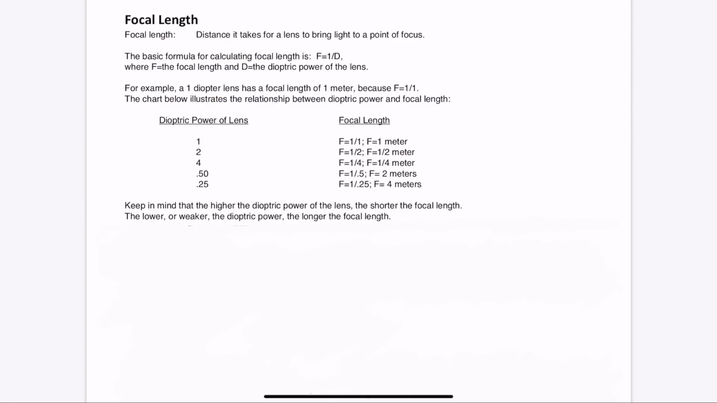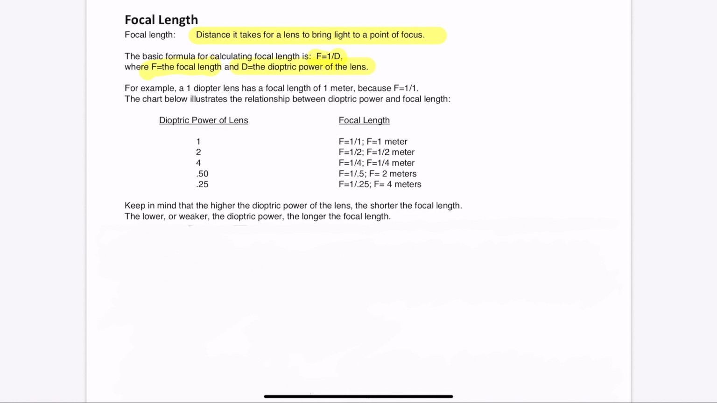Okay, now let's learn a little bit about focal length. Focal length is the distance it takes a lens to bring light into a point of focus. The basic formula for calculating focal length is F equals 1 over D, where F is equal to the focal length and D the dioptric power of the lens.